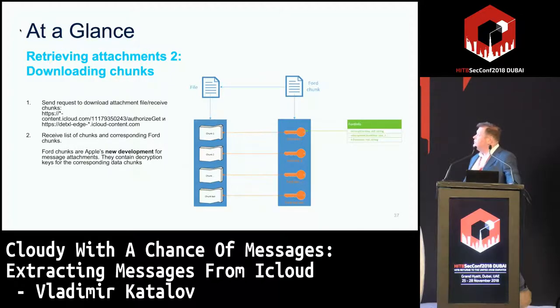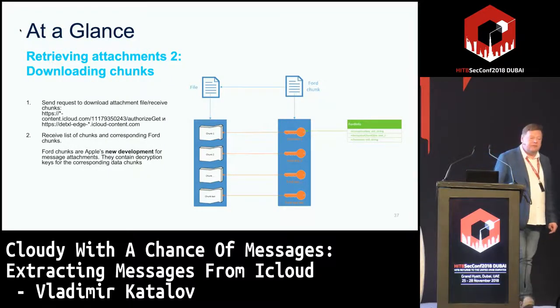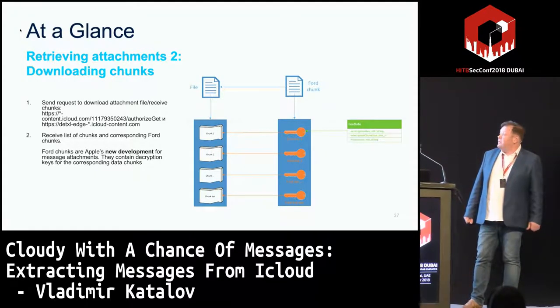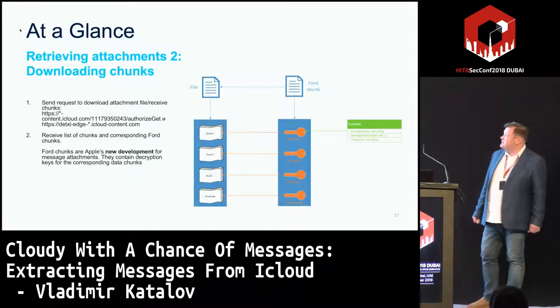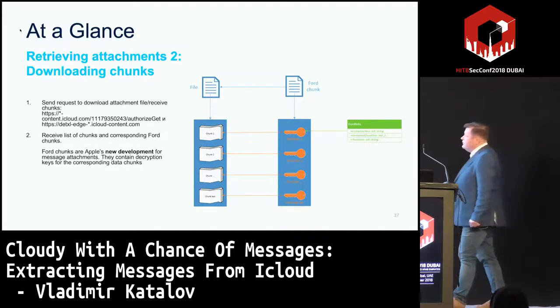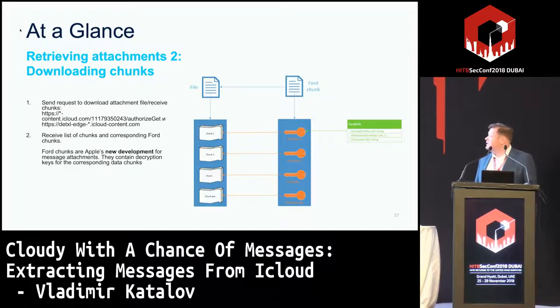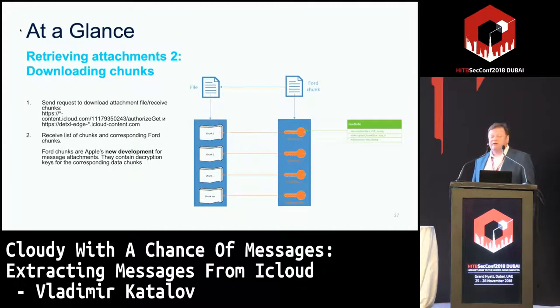And there is one more interesting type of chunk that has been introduced. When syncing the messages to the cloud, it looks the same as a usual data chunk, but it is called the fourth chunk, and that fourth chunk contains the encryption keys for every particular data chunk. So we have to download both. We have to download the file chunks and the corresponding fourth chunks.